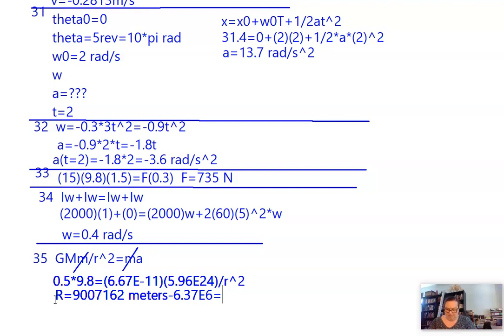did that really give me that? Nope, I typed that in wrong. Gosh darn it. Okay, 9,007,162 minus 6.37 E6. There we go. Gives me 2,637,162 meters, which is 2.63 times 10 to the 6 meters, which most closely resembles answer A.